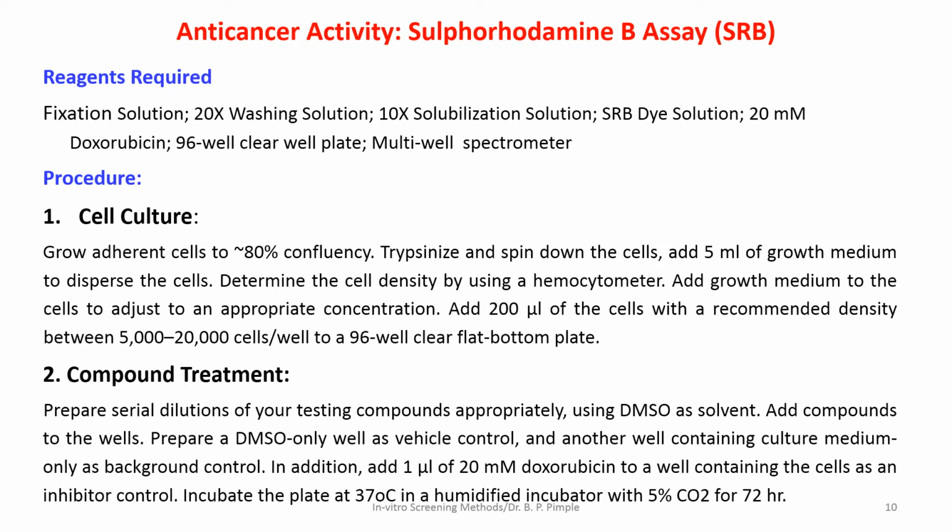The first step in that is cell culture. We need to culture the cancer cells, and a specific population of these cells are added into the wells. Suppose in this case 5,000 to 20,000 cells are added per well. This is done by gradual dilution. Then it is to be treated with a compound. Now here in this case, serial dilution of the test compound is prepared and then it is added into the wells.